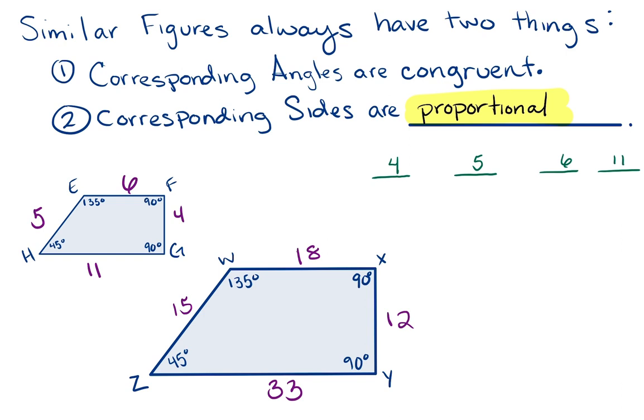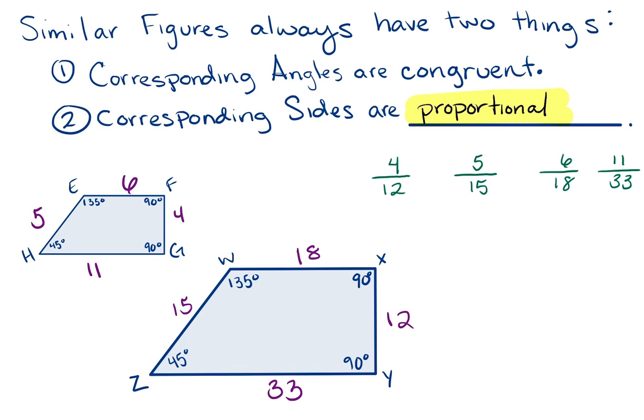Okay, and now I want to use the sides of the second figure. I want to use these four. Okay, so we're going to get 12 is going to be the smallest here, then 15, then 18, and last one is going to be 33. Okay, now what proportional means is that all of these fractions are equal to each other. Looking at them right now, they don't look like they're the same.